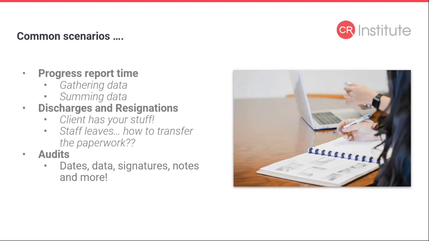The second scenario: discharges and resignations. Let's face it, there are good reasons that a family will leave, and then there are frustrating reasons. They might be angry. They might not like the staff. They might not like you. They might not like services. But good luck getting that binder and the paper when they just leave. All those papers disappear. Good luck getting that. And then the staff leaves. Let's say that staff is terminated, again, I wish you even more luck getting that.